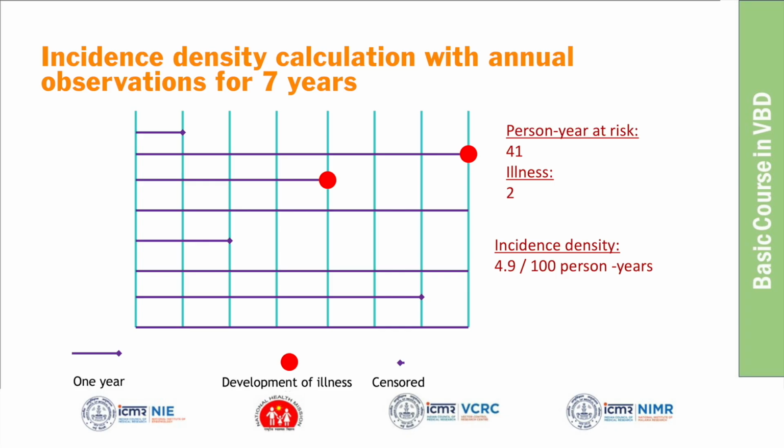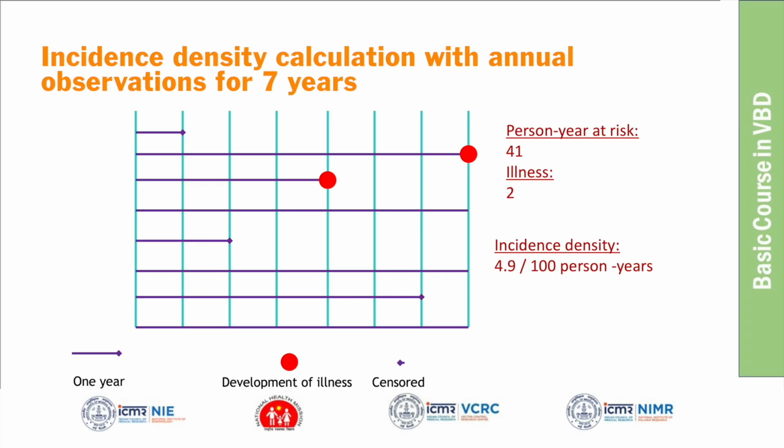So for calculation of incidence density, numerator is what? Number of new cases that have developed during the follow-up among the persons at risk. Denominator is total person time of follow-up. Here the total person time of follow-up is 41 person years. So 2 divided by 41 is incidence density, and if you multiply that and calculate for 100 person years, you will get 4.9 per 100 person years. So 2 divided by 41 into 100. That will come as 4.9 for 100 person years of follow-up, right?